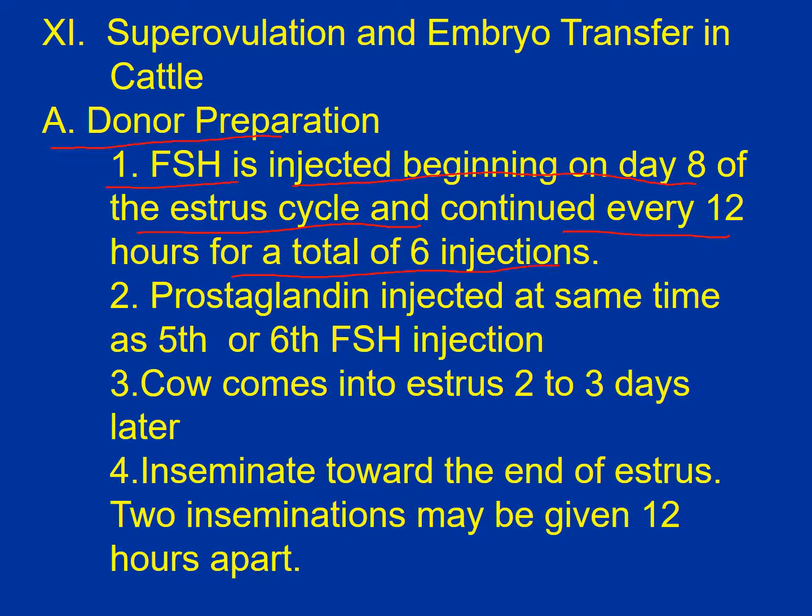total of 6 injections. Prostaglandin is going to cause the CL to regress and to cause the cow to come into estrus 2 to 3 days after that prostaglandin injection. We're going to inseminate towards the end of estrus. We may give 2 inseminations 12 hours apart.